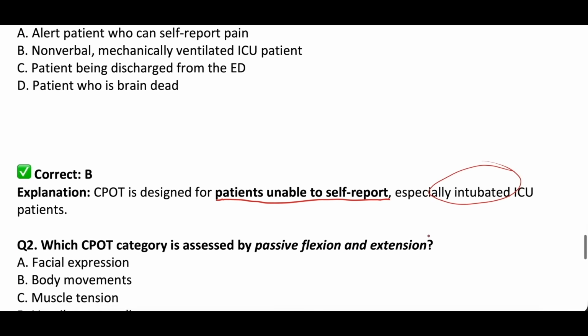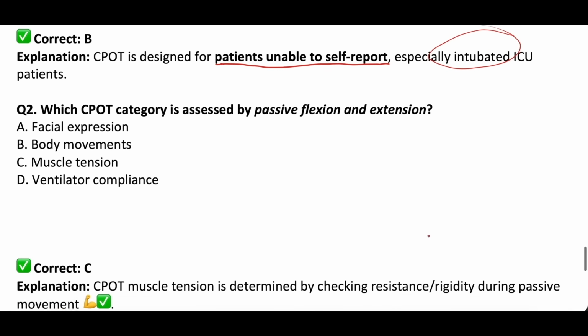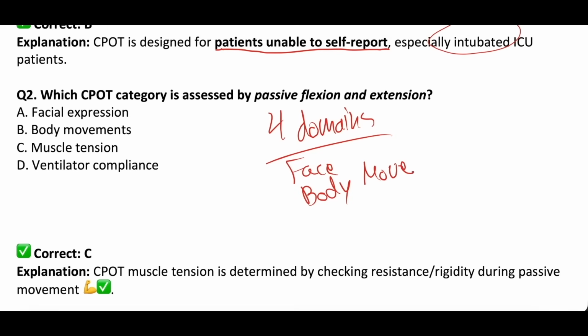All right, question 2, intermediate. Which CPOT category is assessed by passive flexion and extension? A, facial expressions. B, body movements. C, muscle tension. Or D, ventilator compliance. Correct answer is C, muscle tension. Right, so remember we have those 4 domains when we're assessing a CPOT score. And it is face, it is body movements, it is muscle tension, and then that vent, okay? So passive flexion and extension is going to be muscle tension.